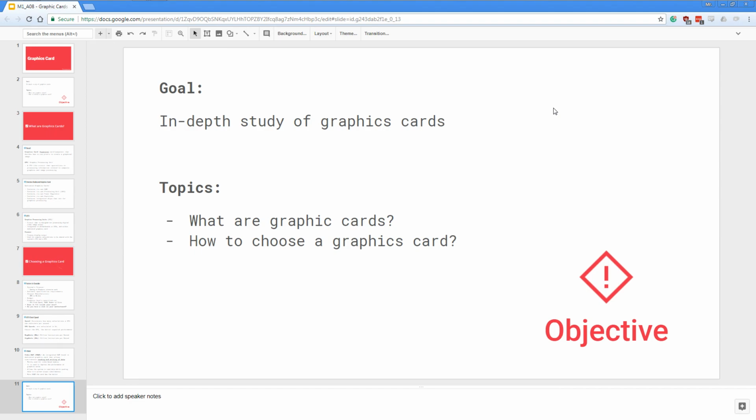So today we did an in-depth study of graphics card, and we talked about what are graphics card and how to choose a graphics card for your computer.